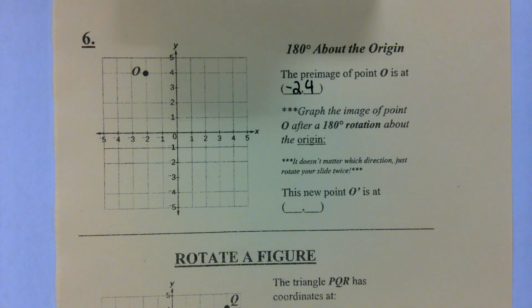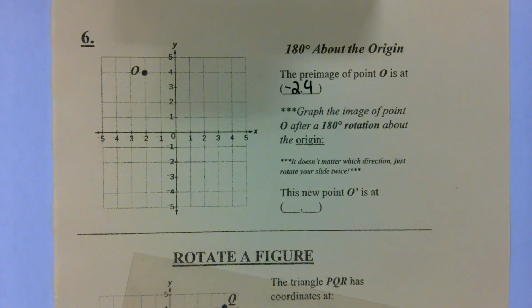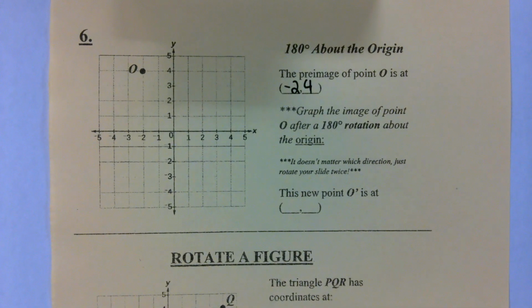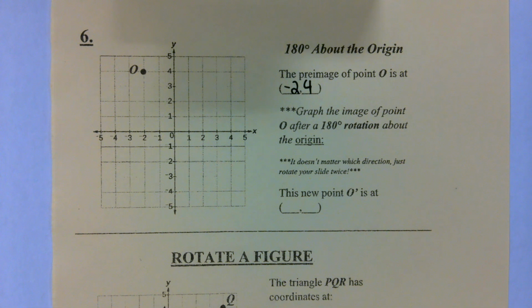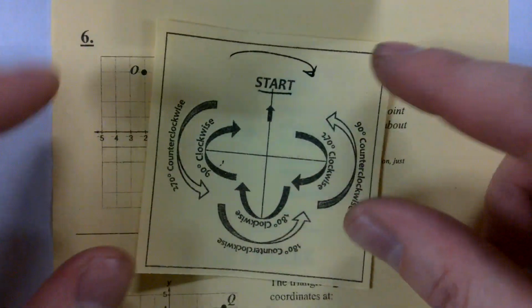Point O is at negative 2 comma positive 4. Now we're going to go 180 degrees. It doesn't say we're going clockwise or counterclockwise. Does anyone know why that is? Noah? Because 180 degrees is just in the middle of clockwise and counterclockwise. Exactly. It doesn't matter whether you go 2 spaces to the left or 2 spaces to the right because you end up in the exact same place. Let me show you what I mean.